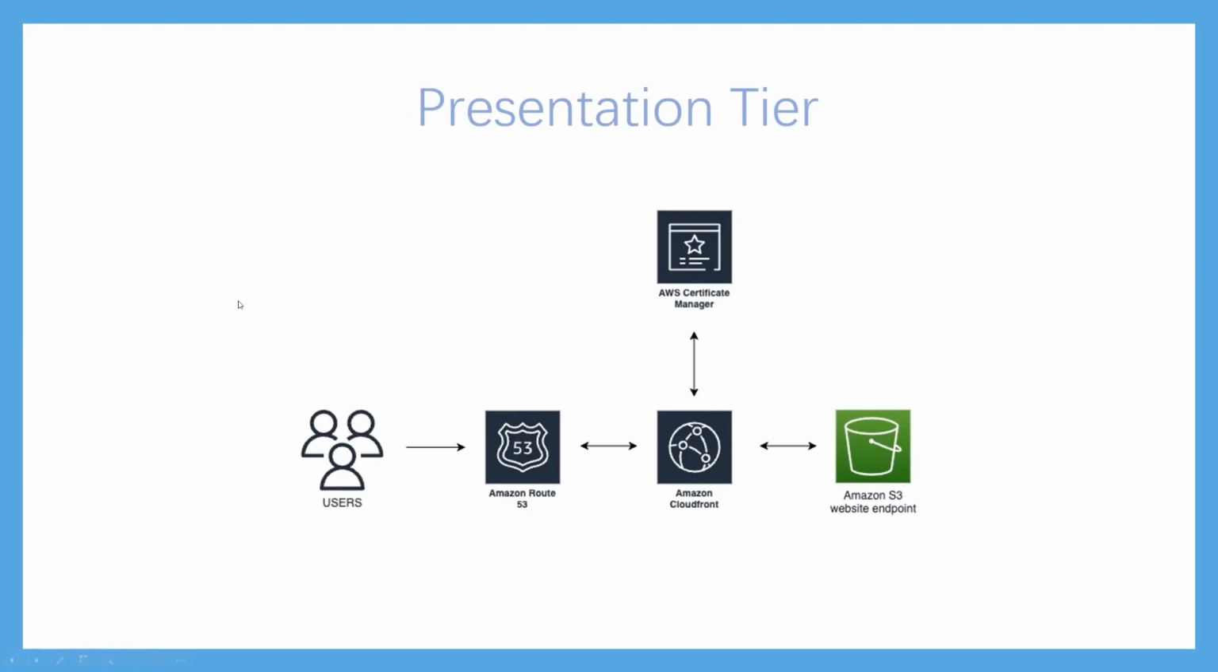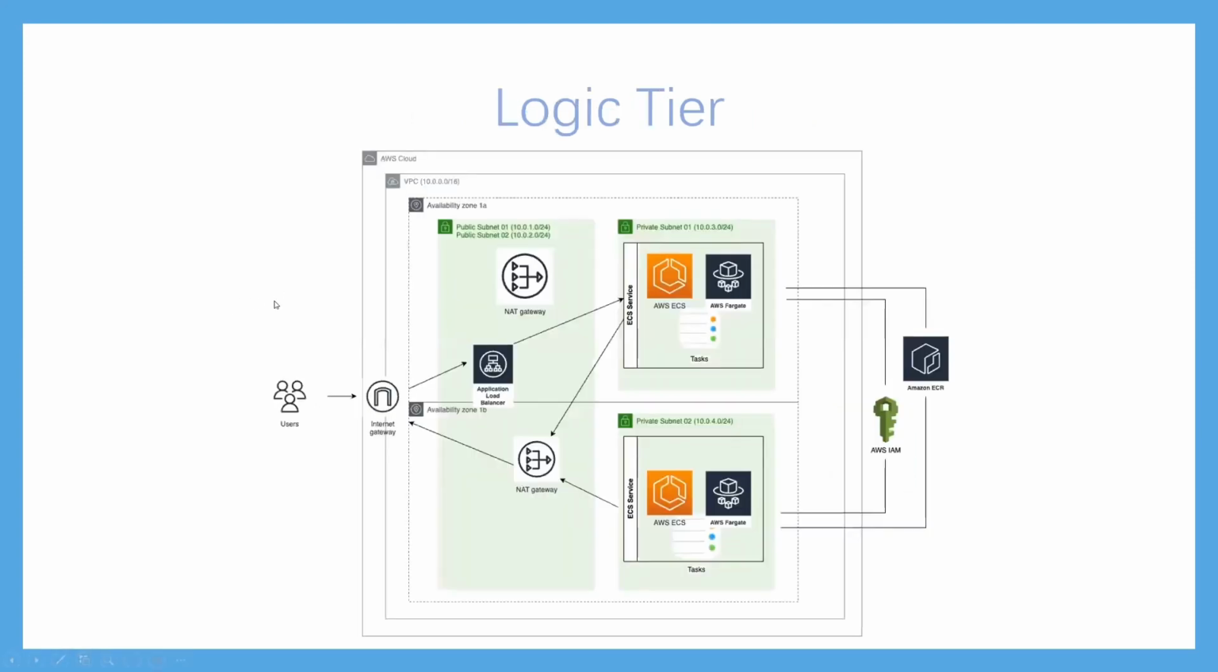Regarding the logic tier, our app leverages ECS to support our backend across 2 availability zones. When a user visits our website and requests the data, the request travels through the Internet Gateway, which connects our VPC to the Internet. Upon reaching our infrastructure, the request is processed by the Application Load Balancer, ALB, situated within the public subnets. The ALB efficiently distributes incoming traffic to the backend service, ensuring optimal performance.